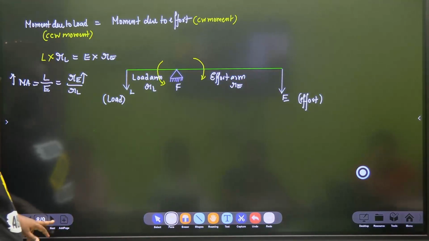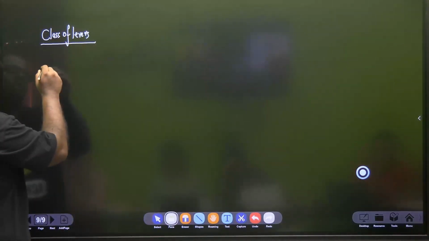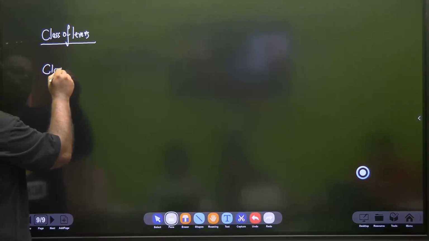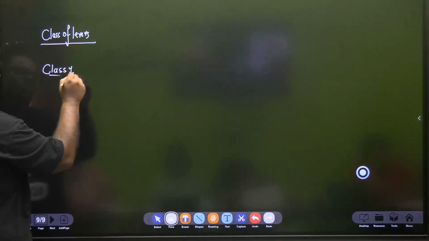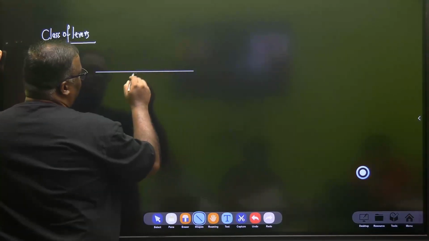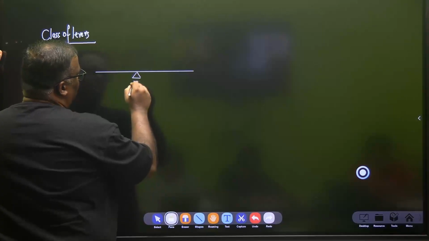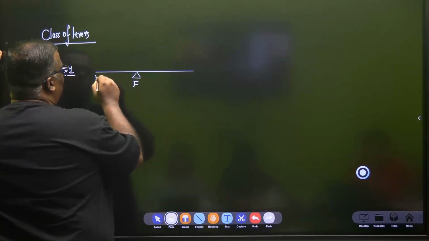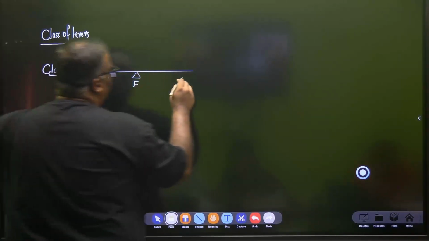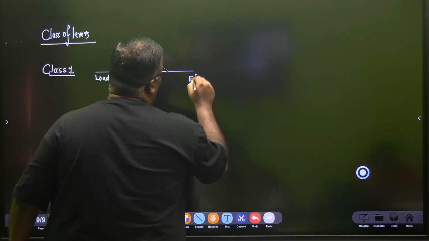अच्छा चलिए इसको देखते हैं. क्लास ऑफ लेवर्स क्या क्या क्लास होते हैं? लेवर्स आर ऑफ 3 टाइप्स. द फर्स्ट वन इज नोन एज क्लास 1 लेवर्स. क्लास 1 लेवर्स आर दोज लेवर्स इन विच द फल्क्रम विल बी ऑलवेज इन बिटवीन द लोड एंड द एफर्ट.